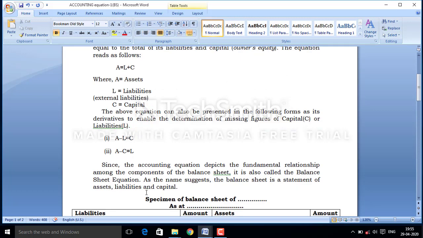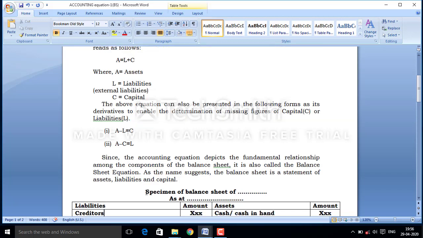So before starting accounting equation preparation, first of all we must observe nicely the different terms of the balance sheet, that is assets and liability. Here under the liability, all the liabilities are recorded, either introduced by owner or borrowed from others. It means internal and external, both liabilities will be recorded over here.